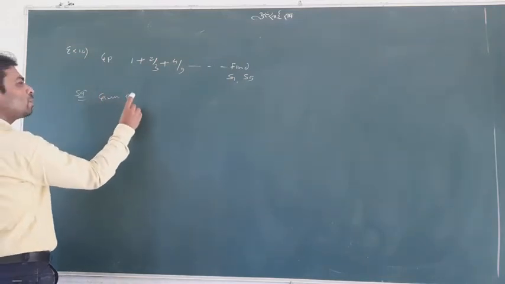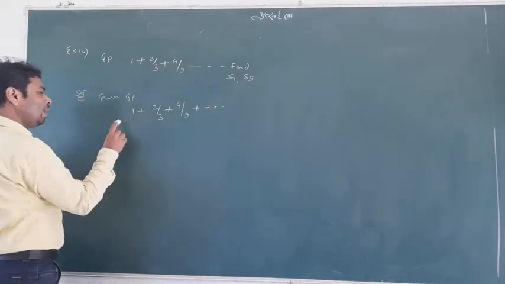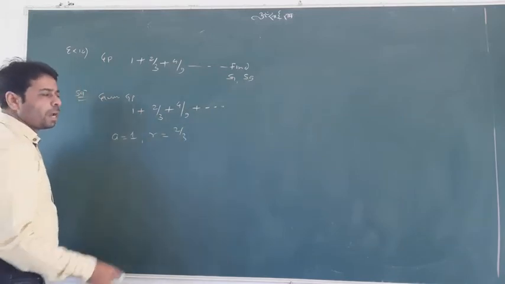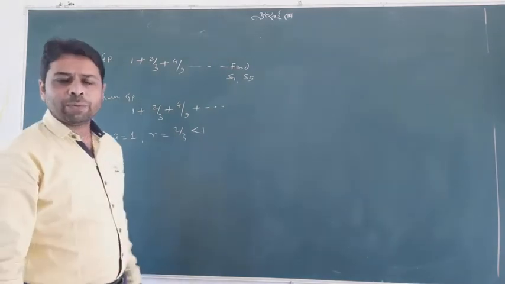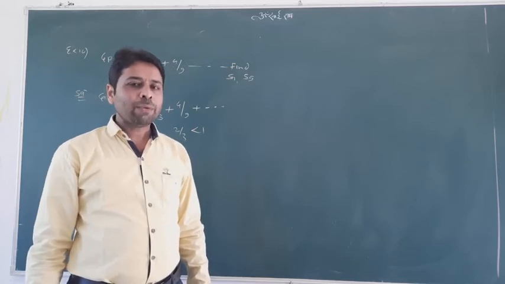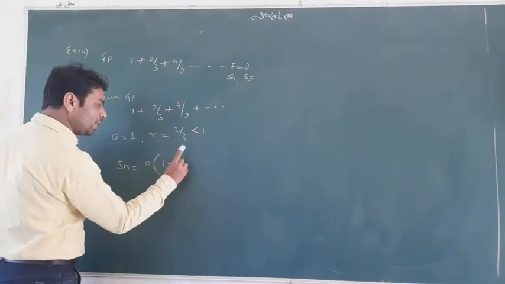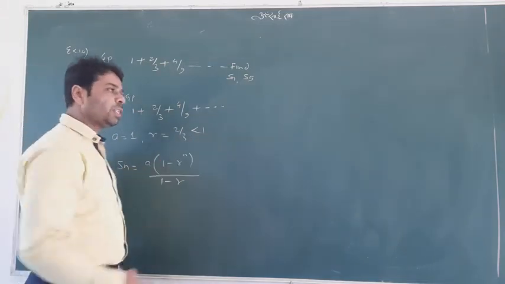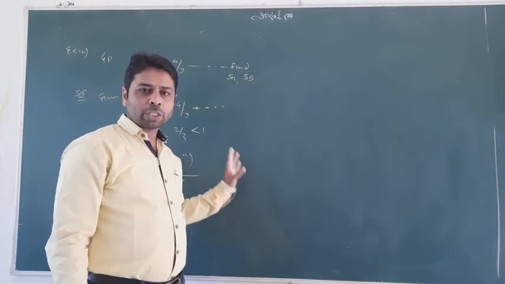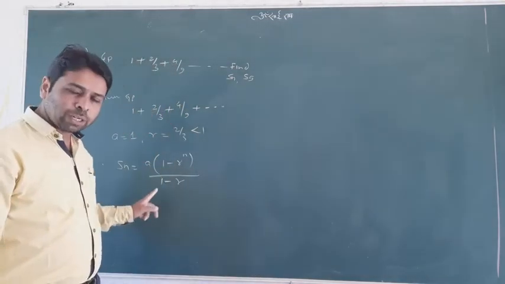The given GP is 1, 2 by 3, 4 by 9 and so on. A equals 1, the ratio is the second term upon the first term, which is 2 by 3, and this is less than 1. You know, I taught you that whenever we find the sum, we check whether r is less than 1 or greater than 1. Then we decide the formula. When r is less than 1, the sum of n terms is given by a(1 minus r^n) upon 1 minus r. Recently, before the boards, I taught you the concept of the sum of n terms. You can rewind the video to see it again and be assured that it is a formula.